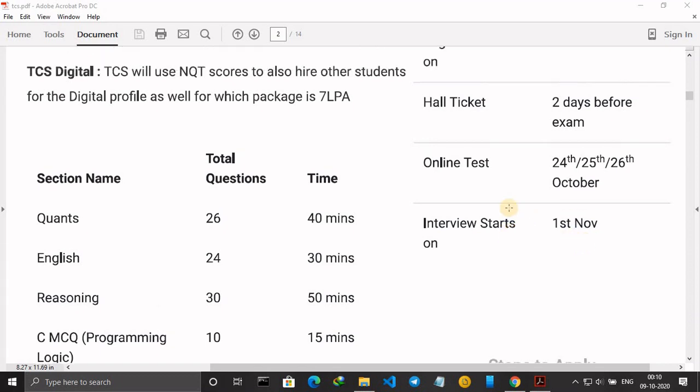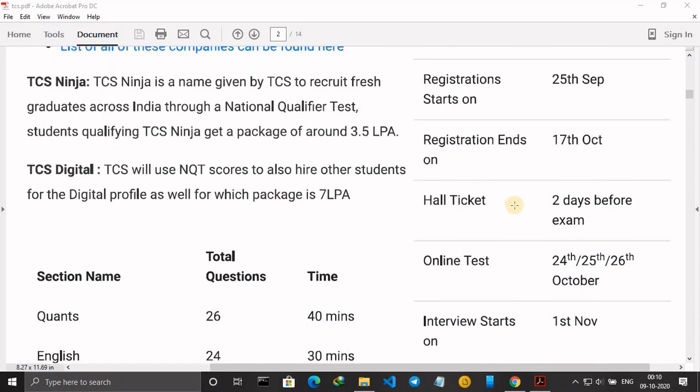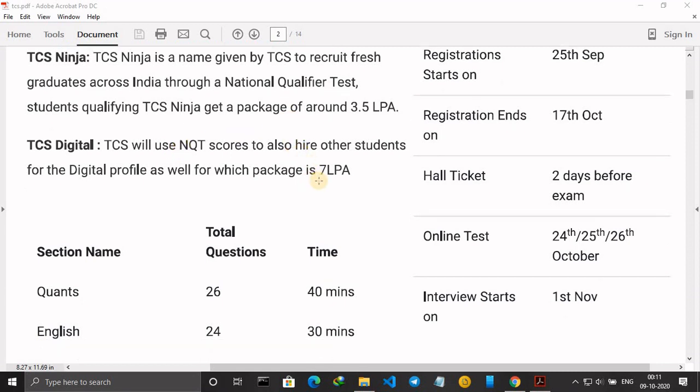There will be two phases in the TCS NQT. The first phase is TCS Ninja. TCS Ninja is the name given by TCS to recruit fresh graduates across India through the National Qualifier Test, and the package for TCS Ninja will be 3.5 LPA. If you qualify and get sufficient marks for eligibility for TCS Digital, then you can give the TCS Digital exam, and the package of TCS Digital will be 7 LPA.